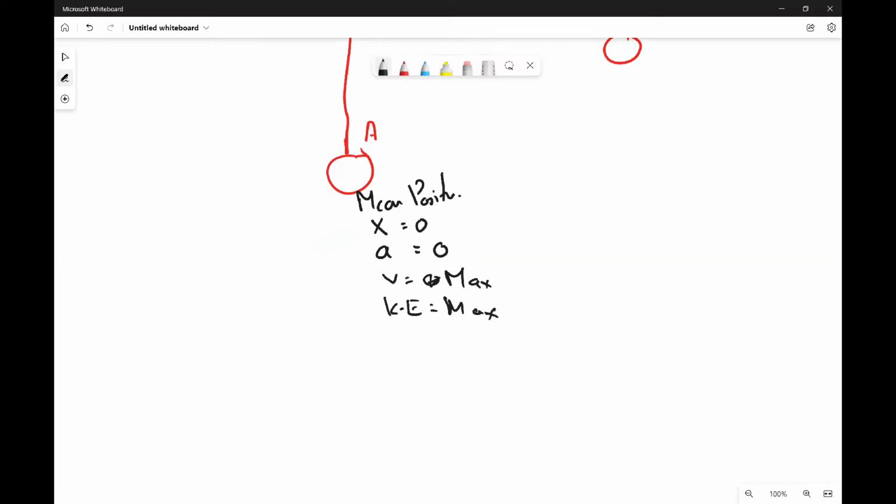Exactly. Elastic potential energy is 0 at this point, and the total energy remains constant. Why constant? Because if kinetic is maximum, the gravitational potential will be 0.